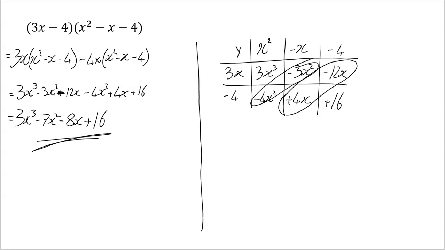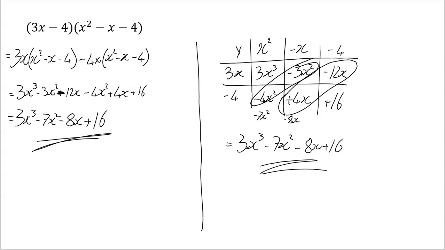Then our diagonal trick to be able to simplify. So minus 4x squared minus 3x squared gives me the minus 7x squared. Plus 4x minus 12x gives me minus 8x. And that then lets me write out my final solution, which is 3x cubed minus 7x squared minus 8x plus 16. The answer, it's the exact same thing. Both methods work out. Both methods give me the same answer. I'm laughing. I've got a good choice.